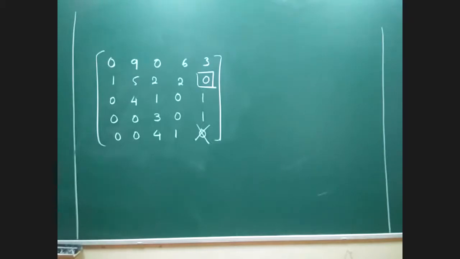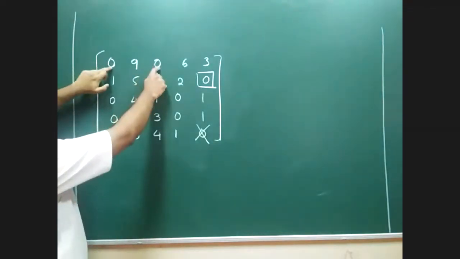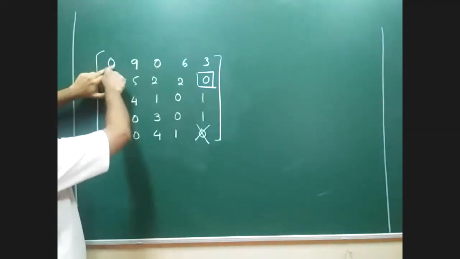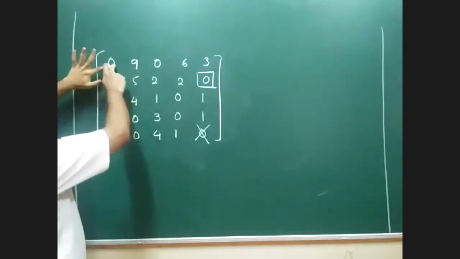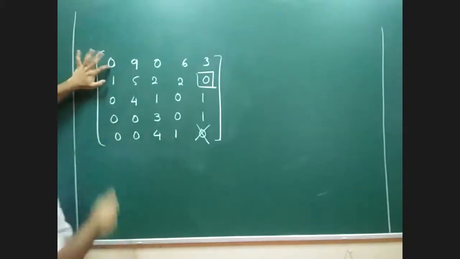Now if you look at the first row, there are two zeros here. I have to take a call whether I am supposed to allocate this zero or this zero. Let me start with the second one, sir.